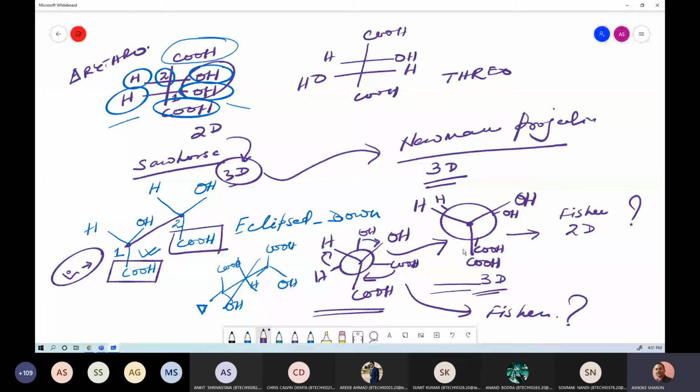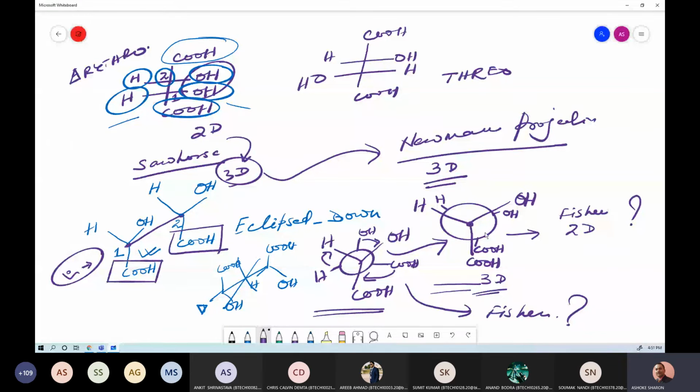Whatever Newman structure is given or asked in your exam, you can first convert it to a Newman projection with eclipsed down. And once you have eclipsed down, then it is easy to transform to Fischer. Now you see how.